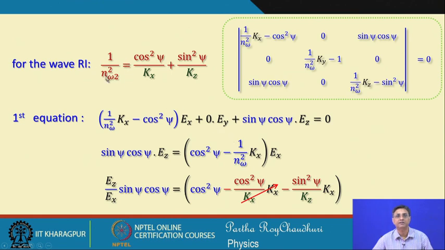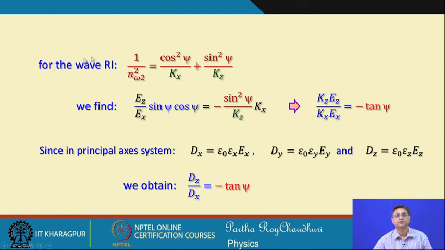Now, for the second solution, that is 1 by n omega square is equal to this. If I now substitute into the first equation, you can see that this equation into E x, second term is itself 0 into u y, and third term you have this. So, if you arrange this equation, sin x cosine x into E z equal to this into E x. So, E z by E x into sin x cosine x, you can see that this quantity identically vanishes when you use the value of 1 by n omega square equal to this. So, they will vanish.